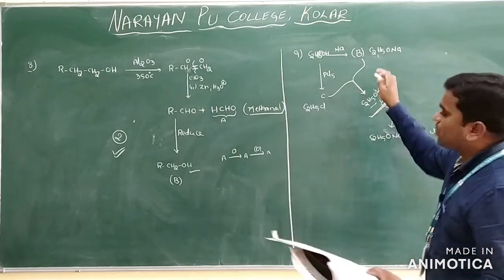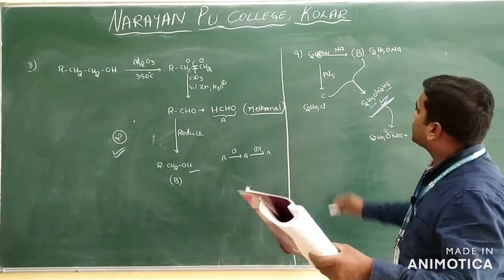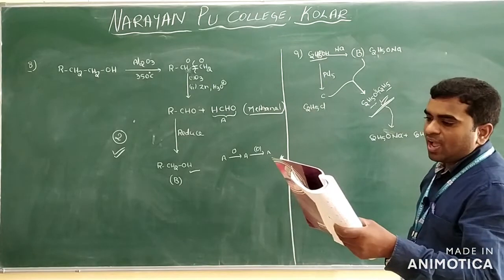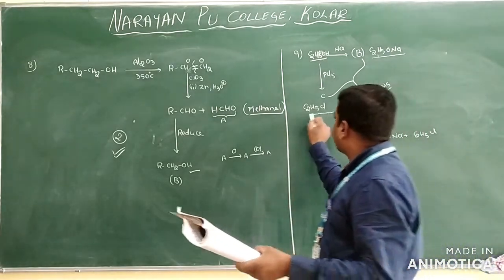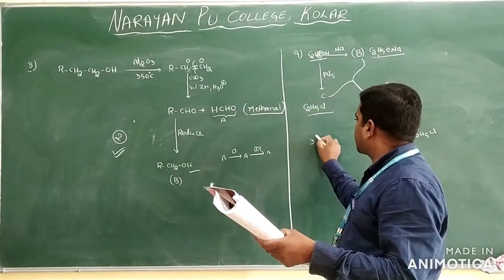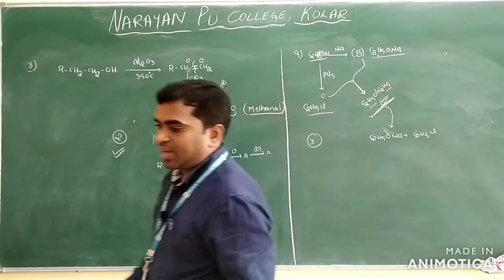Clear? So what is your compound here? A is ethyl alcohol, B is sodium ethoxide, and C is ethyl chloride. So option 3 is the correct one.